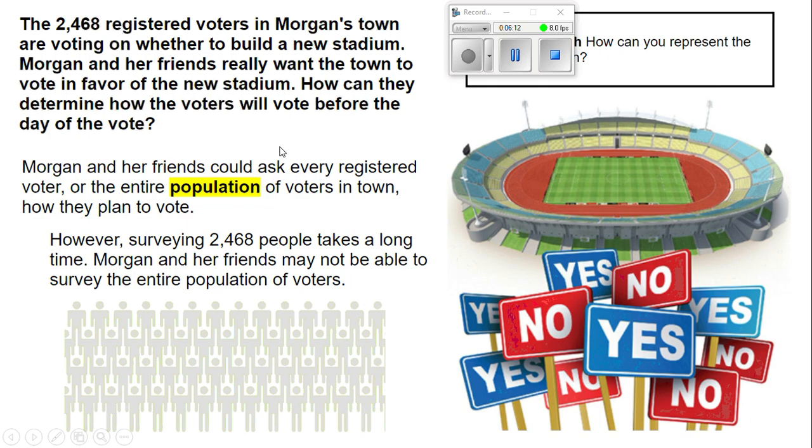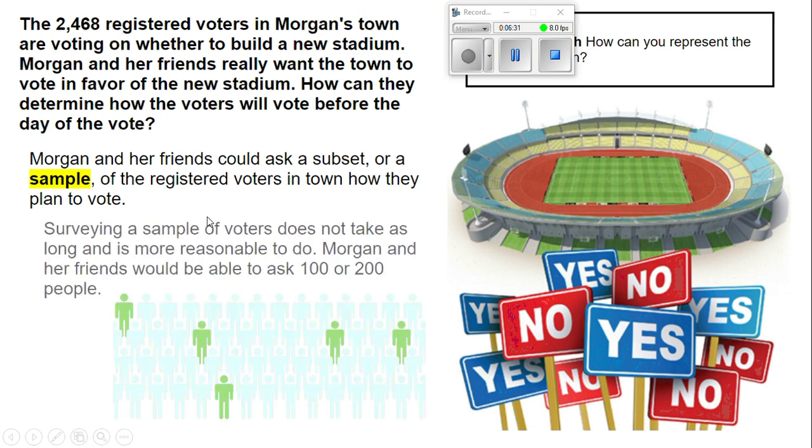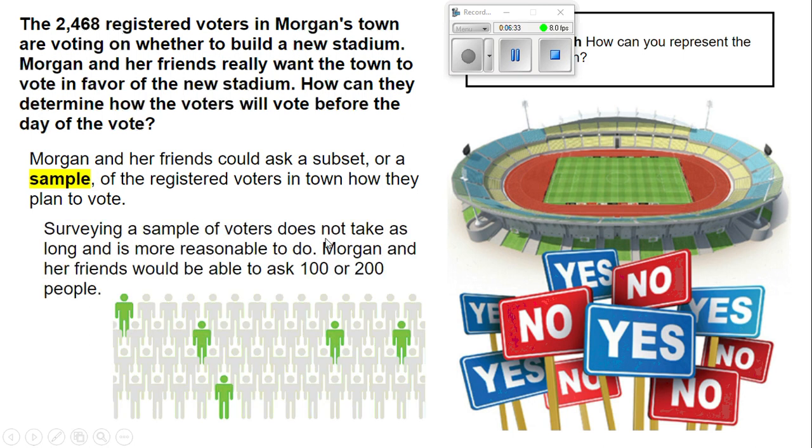However, surveying 2,468 people takes a long time. Morgan and her friends may not be able to survey the entire population of voters. Morgan and her friends could ask a subset, or what we call a sample, of the registered voters in the town how they plan to vote. Surveying a sample of voters does not take as long, and it is more reasonable to do it. Morgan and her friends would be able to ask maybe 100 to 200 people out of that 2,468.